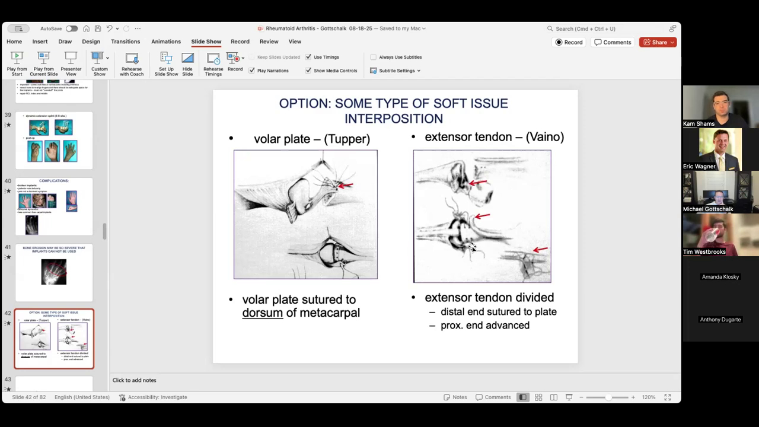And then the other option is where you use a portion of the extensor tendon to interpose, and then you advance the tendon up over that area. This is the Vano one. I've done the one on the left. I've never done the one on the right. But the idea is that you just advance the extensor tendon into the defect.